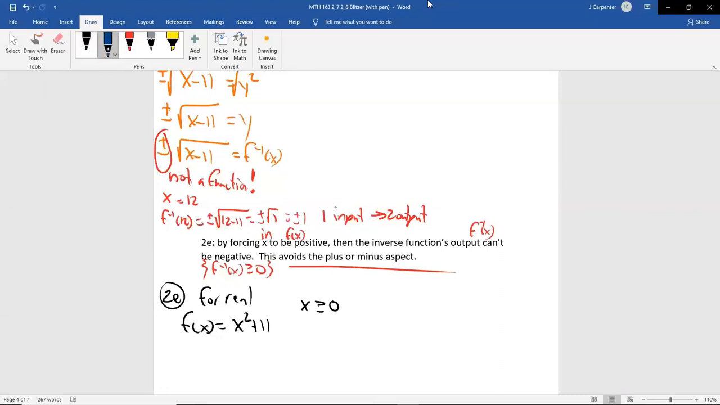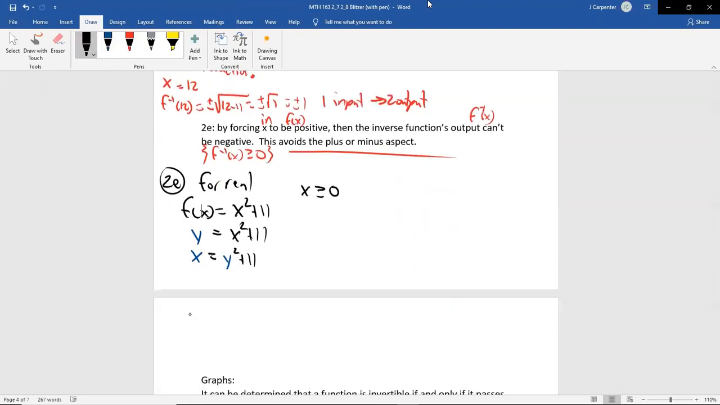So rewrite f of x as y equals x squared plus 11. The algebra is going to be the same. Then swap your x's and y's. So x equals y squared plus 11. Subtract 11 on both sides. Let me just move over here.